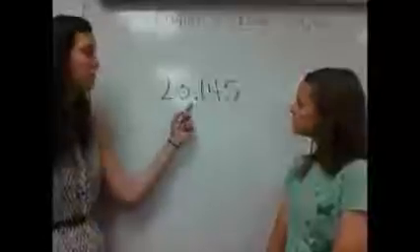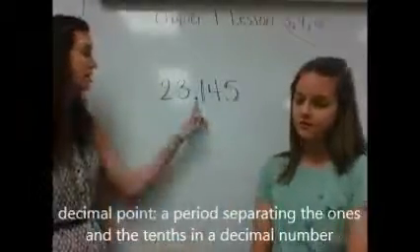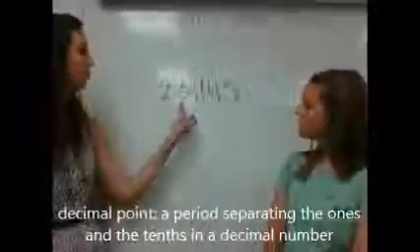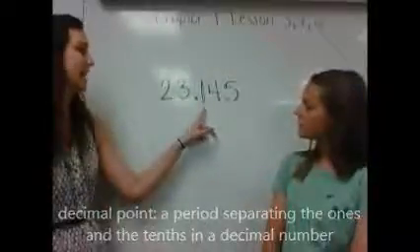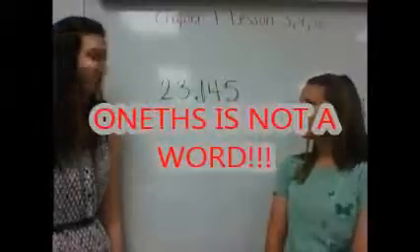Now this decimal point, that's a different definition. The decimal point is actually the period that always separates the ones and the tenths column. We don't have a once. Once is not a word.